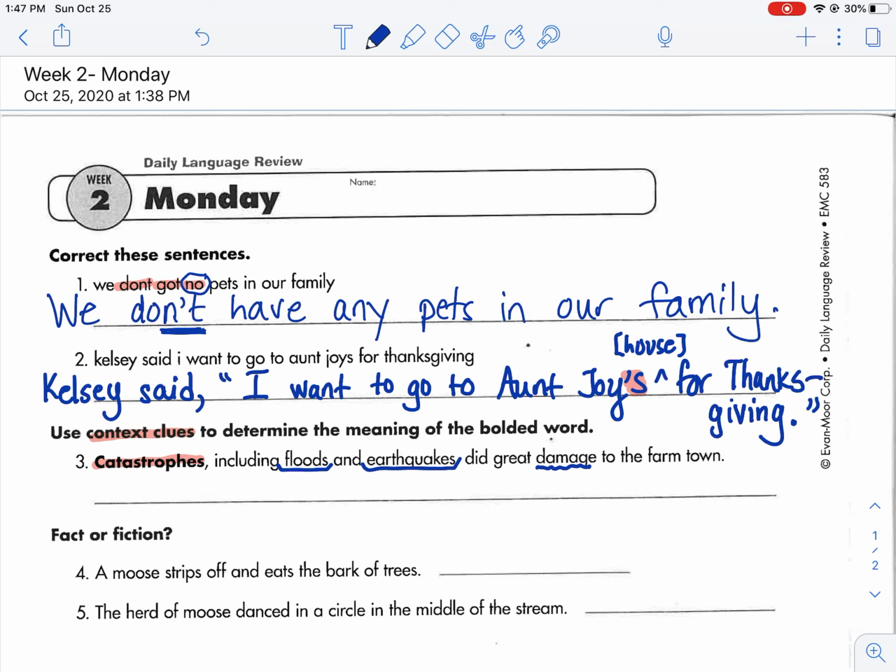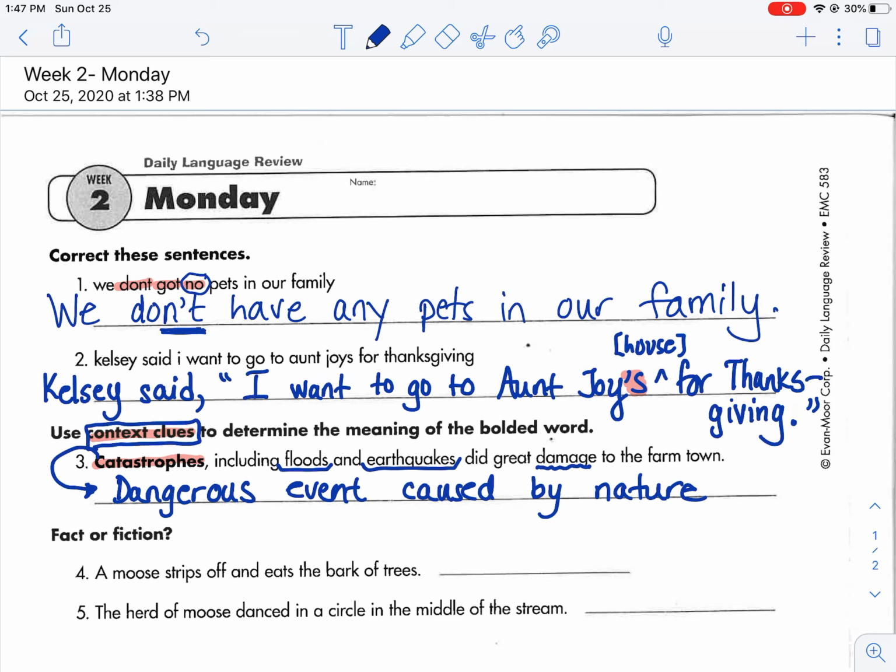So catastrophes, we could say, means, since it's things like floods and earthquakes, tornadoes, bad thunderstorms, tsunamis, hurricanes, catastrophes are dangerous events caused by nature. There is really nothing humans can do to stop these events, they're caused by nature. So that's the definition of catastrophe. So we can figure that out by using the rest of the sentence to help us, which is the definition of context clues. Use the words you do know to help you figure out the ones you don't.